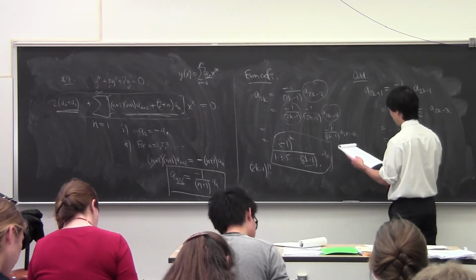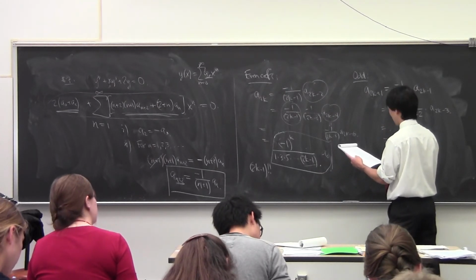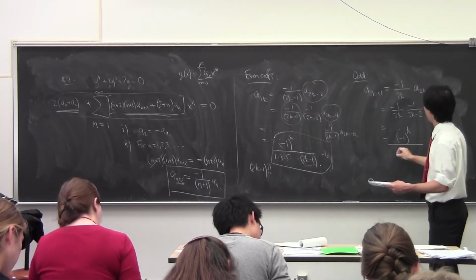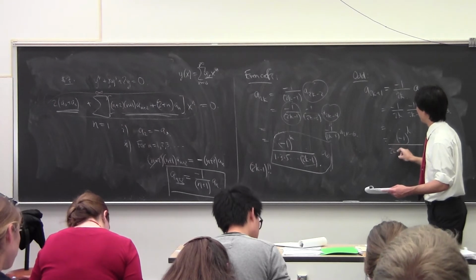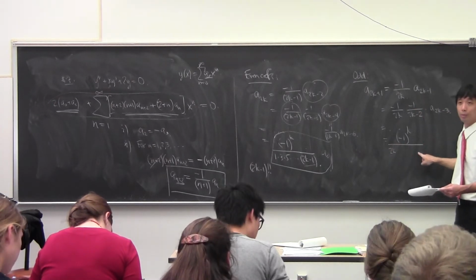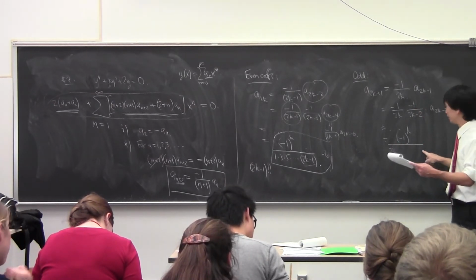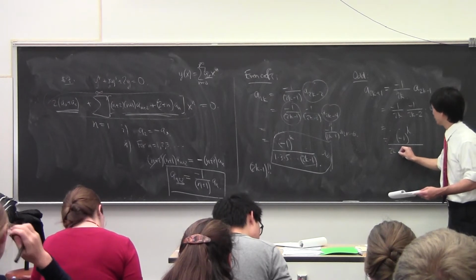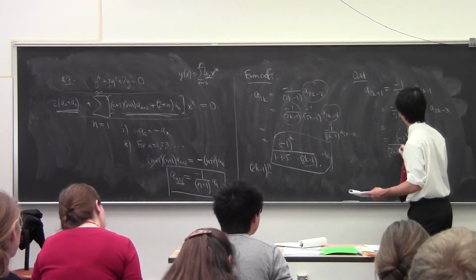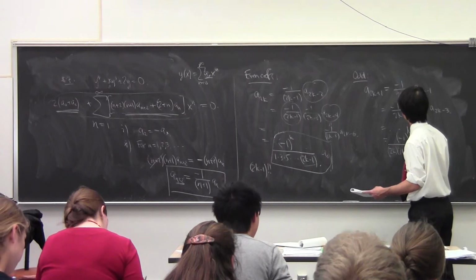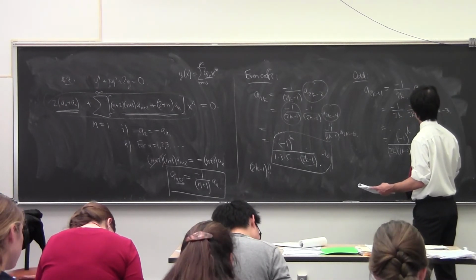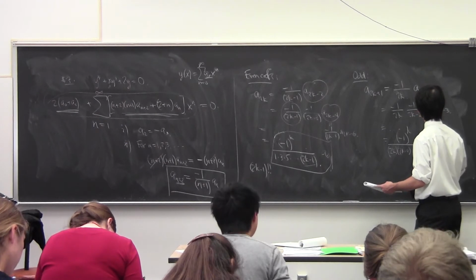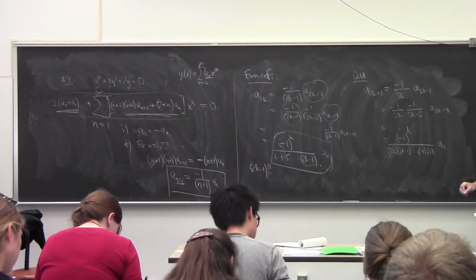You get (-1)^k again over, well, you see what it's going to be. It's going to be 2k times 2k minus 2, 2k minus 4, and so on, all the way down to 4, 2, and then you stop at 2, and a1 at the end.